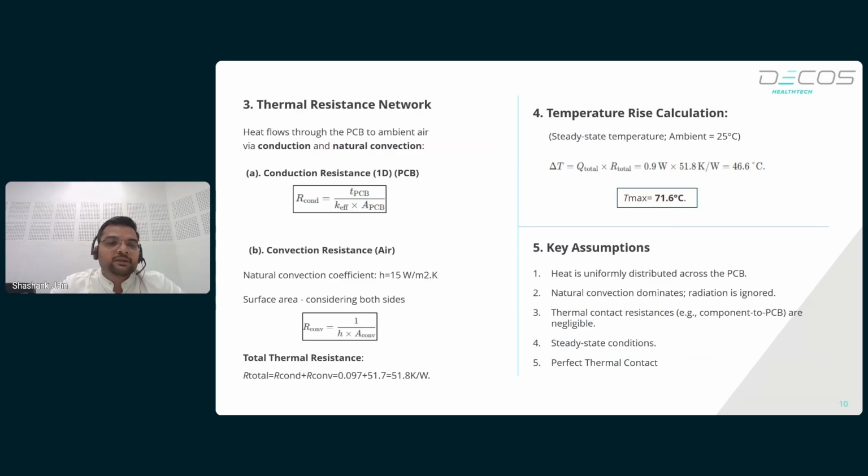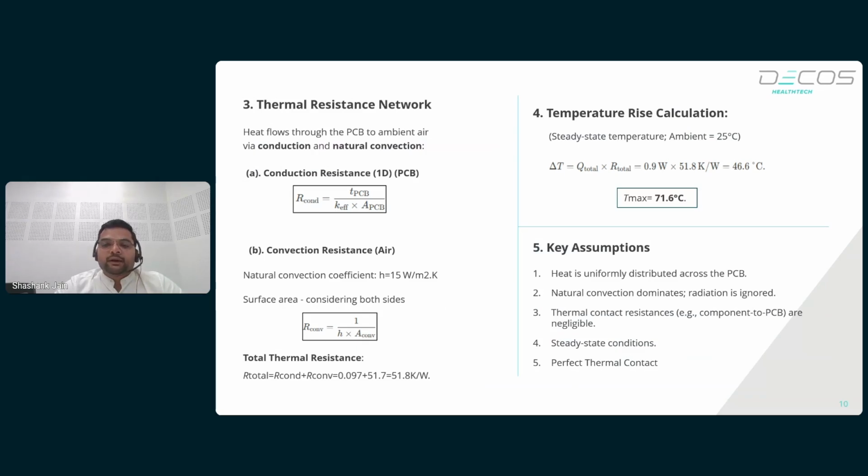The convection resistance is given by 1 divided by the convection coefficient multiplied by the area of convection. The total thermal resistance is R conduction plus R convection, which comes out to be 51.8 Kelvin per watt. The fourth step is the temperature rise calculation. I already provided the analogy between the electronic circuit and thermal circuit. Using that formula, we calculate the maximum temperature to be 71.6 degrees Celsius.